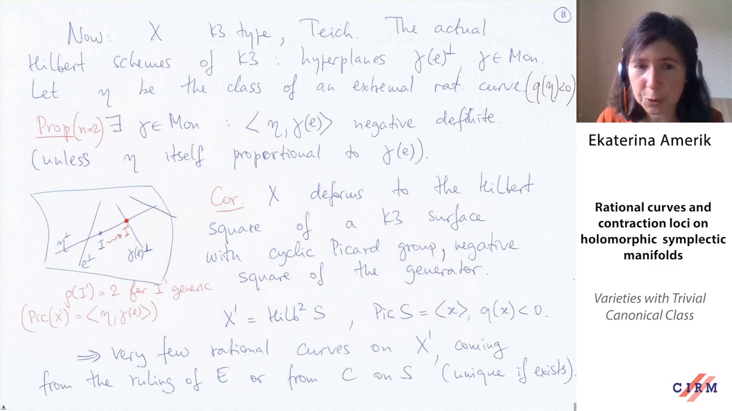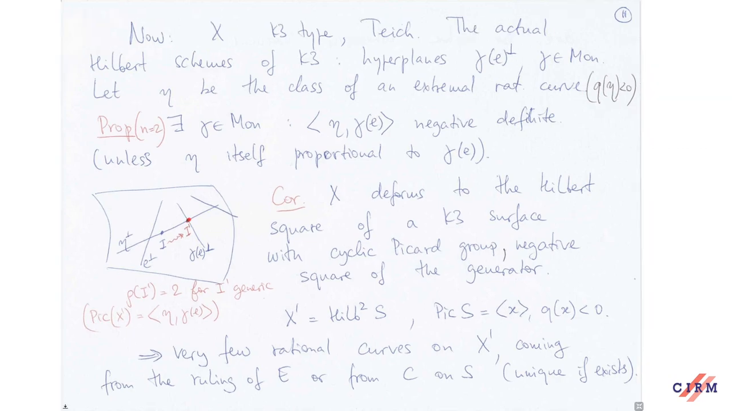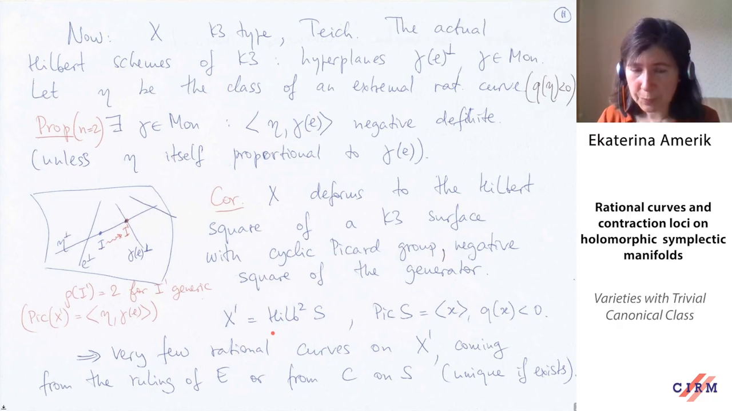What is the general point of the intersection? It corresponds to a complex structure with Picard rank equal to 2. The Picard group of a general deformation like this is generated by eta and gamma of E. So I know that this is the Hilbert scheme of a K3 surface, and that the Beauville-Bogomolov form is negative definite. So I know that this K3 surface is non-projective, and it has cyclic Picard group with negative square of the generator. So my X prime, well, is like this, right?